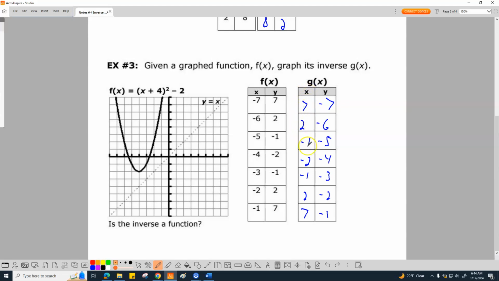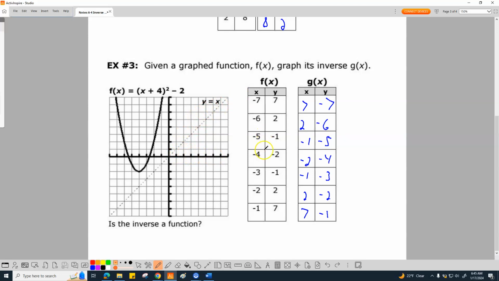So I have a 7, a 2, a -1, a -2. Uh-oh, -1, a 2, and a 7. So when my x's repeat, more than likely it's not going to be a function. Okay? And we'll see that when we graph this. So let's go ahead and graph this thing. They put our little line of reflection up for us, y equals x. 7, -7, 1, 2, 3.